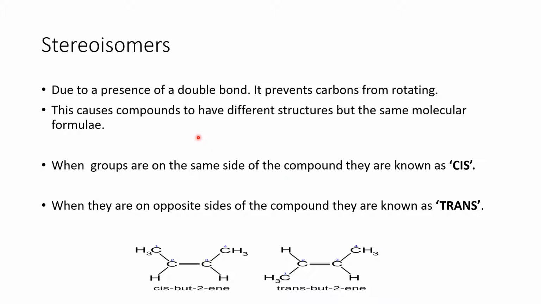Because there's a double bond in alkenes, it prevents the rotation of carbon atoms. And because of this, you have compounds with the same molecular formula but different structures. Now there are 2 types of isomers, cis and trans. In cis, when the groups of atoms are on the same side of the compound, they're known as cis, and when they're on opposite sides, they're known as trans, as you can see here.